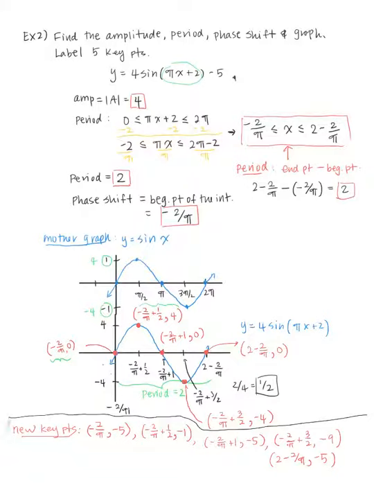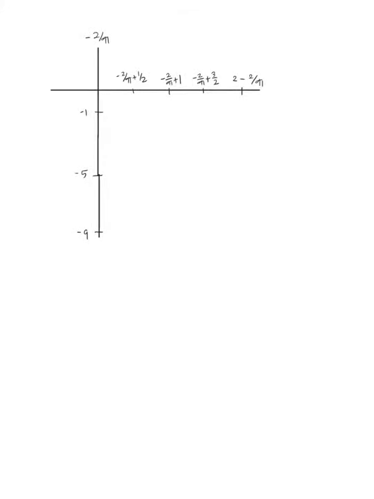Let me put that. So what we're going to do now on the next page is to plot these points and then graph our final result. Final result meaning the final graph. Okay, so you can scroll back to the previous page to get the new key points, but let's just jot it out. So the new key points, the first one's going to be what? Negative 2 over pi comma negative 5. So it's right here.